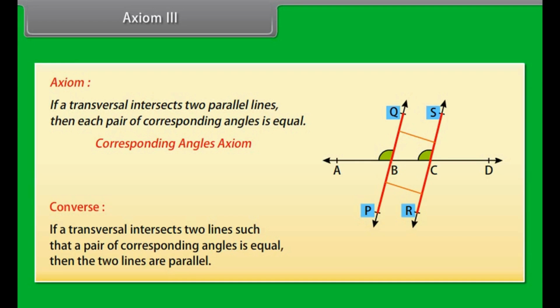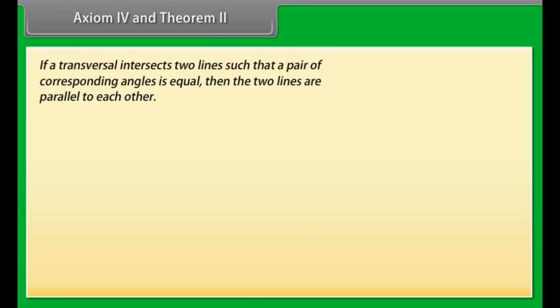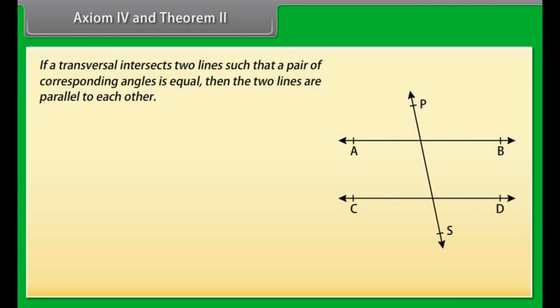So we have got one more axiom, which we will discuss in the next screen. Axiom 4 and Theorem 2. The axiom we got in the previous screen is, if a transversal intersects two lines such that a pair of corresponding angles is equal, then the two lines are parallel to each other. Now we will use the corresponding angles axiom to find the relation between the alternate interior angles when a transversal intersects two parallel lines. Here transversal PS intersects parallel lines AB and CD at points Q and R respectively.